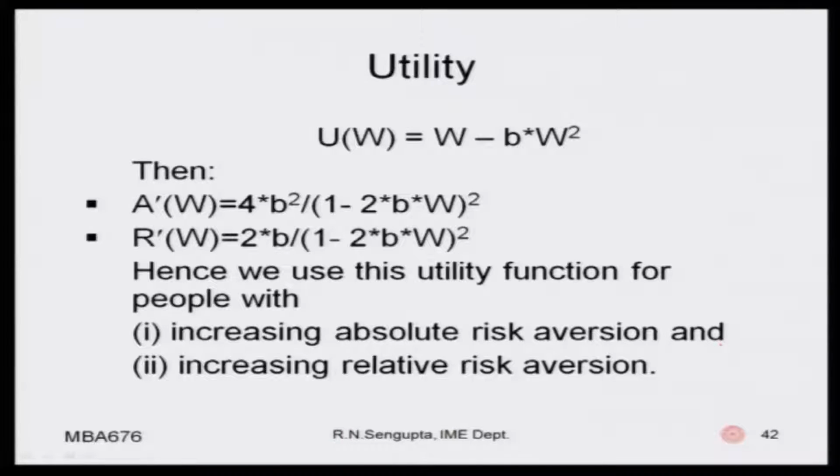Now, if you consider the quadratic utility function and do some simple calculations, you can find out the values of R, A, R bar and A bar, and they would be given by the values as I have given in these bullet points, which would mean that if you have a quadratic utility function, it will have an increasing absolute risk aversion property and an increasing relative risk aversion property.